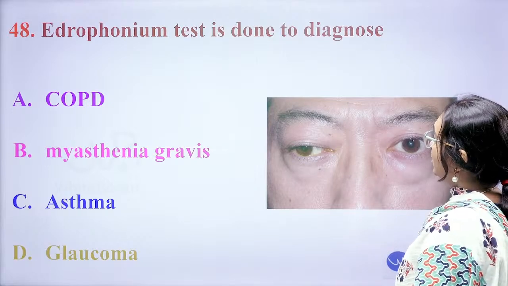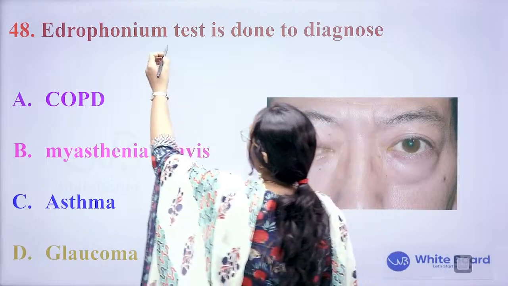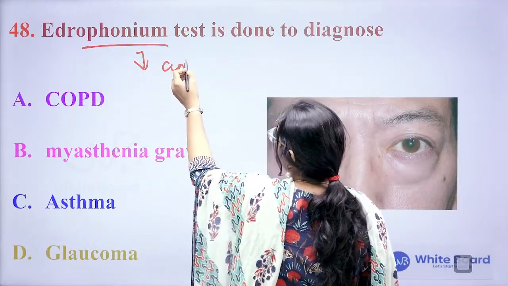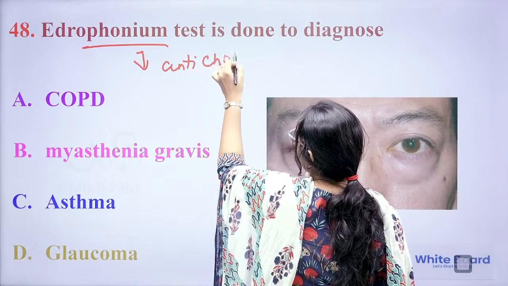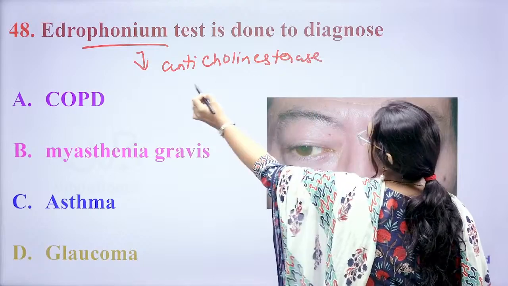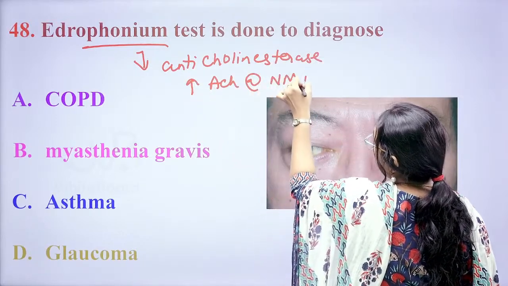Hydrophonium test is done to diagnose. Hydrophonium is an anti-cholinesterase, which increases acetylcholine at neuromuscular junctions.